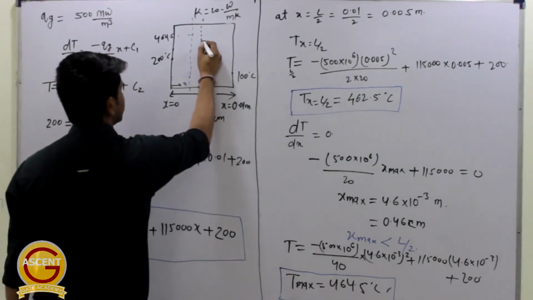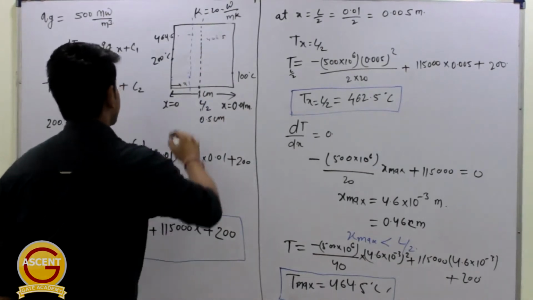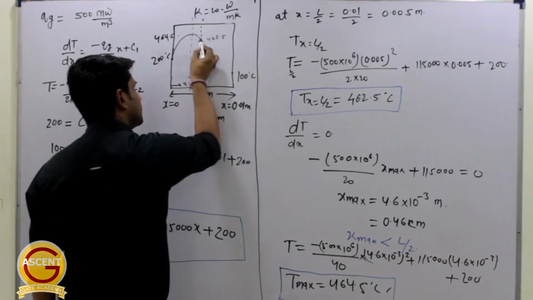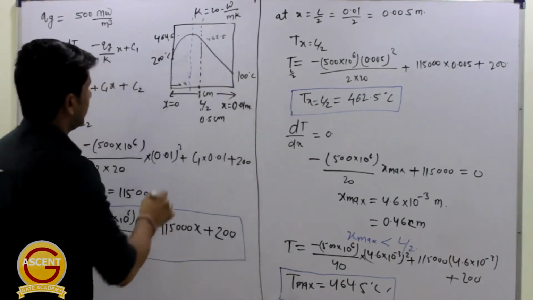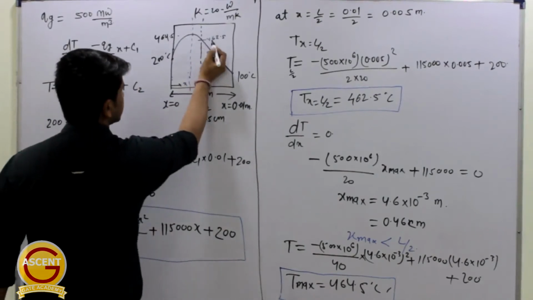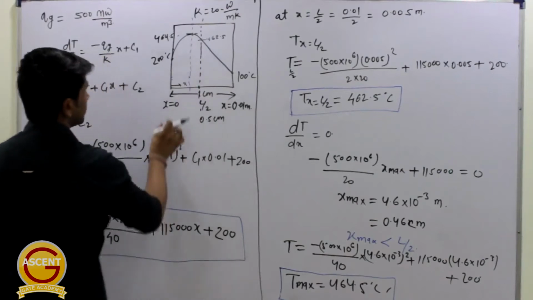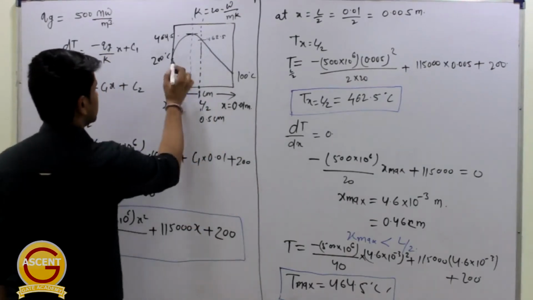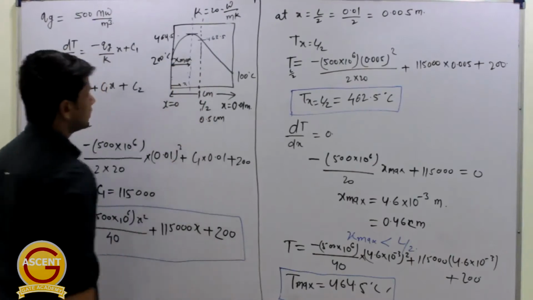So let's say it is somewhere here, 462.5. So how will the temperature profile be? It will first go like this and then it will start decreasing. Right? So at X equal to L by 2, the temperature is 462.5 and it is maximum at X equal to 4.6 into 10 power minus 3 meter. So this value is X max. Correct?